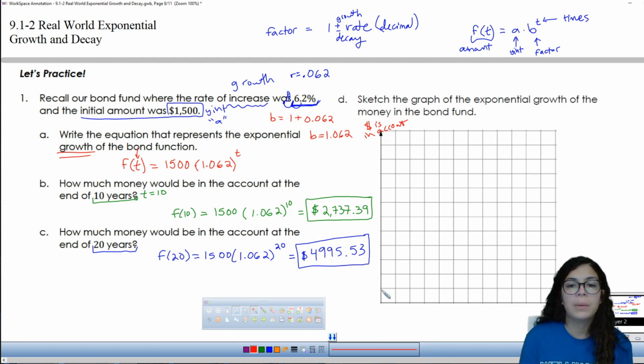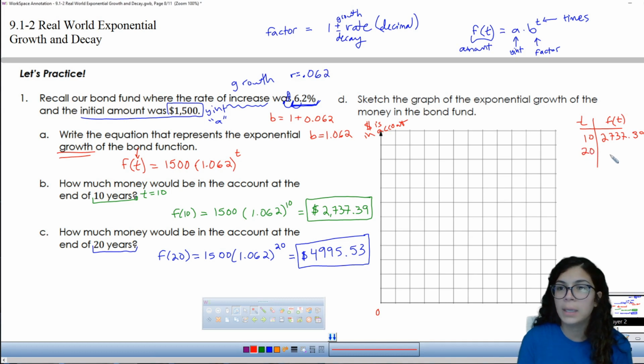Okay, now we already have some values here, right? We have when t is 10, we get 2737.39. We can use that for graphing. And when t is 20, we get 4995.53. Okay, so we can go ahead and graph those.